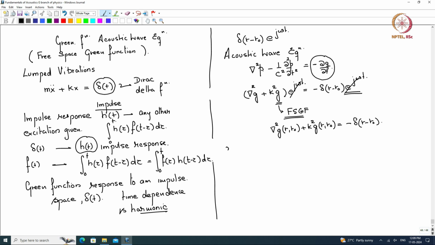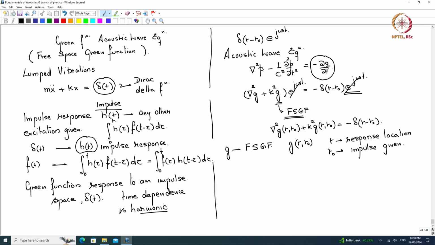So G is the free space Green function, and it always has these two variables. r is where the response is measured, the response location or measurement location, and r0 is where the impulse is given, the impulse location or source location.